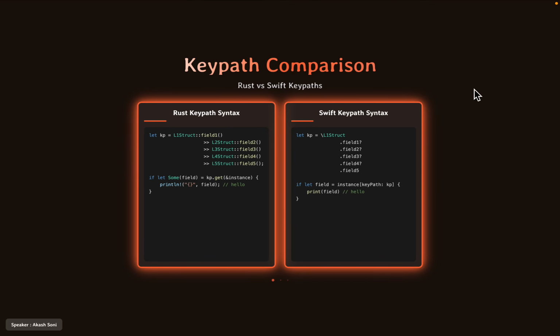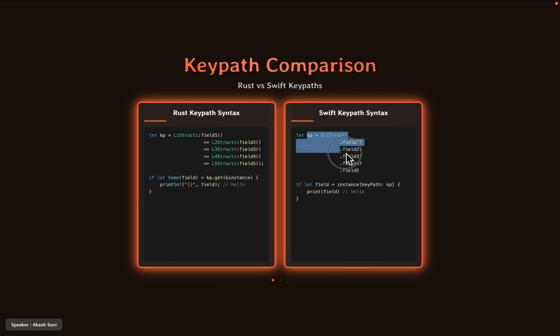Let's see a small example of a deeply nested struct written in Swift and Rust. So the left side is our Rust keypath syntax and the right side is Swift keypath syntax. Here the main highlight is the SUR operator. So currently we are using dot then syntax in order to make a keypath chain, while in a future version of Rust we are going to use the SUR operator in order to chain our keypath.